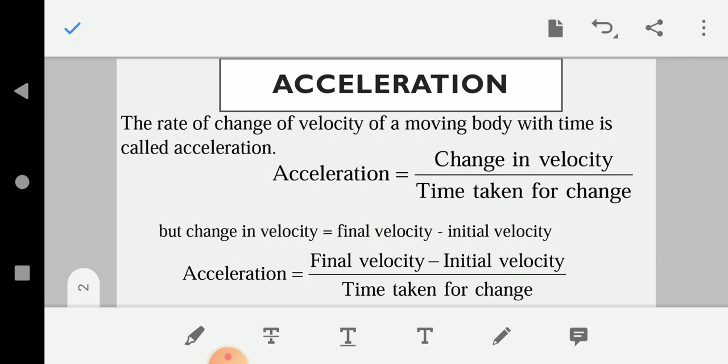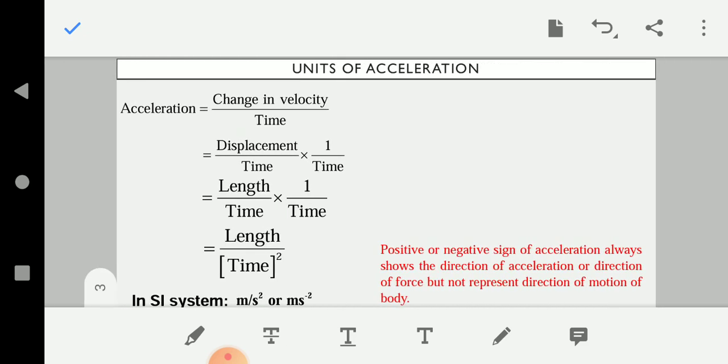Mathematically, the rate of change of velocity of a moving body with time is called acceleration. Acceleration is equal to change in velocity upon time taken for change. And we know that change in velocity is nothing but final velocity minus initial velocity. So acceleration is equal to final velocity minus initial velocity upon time taken for change.